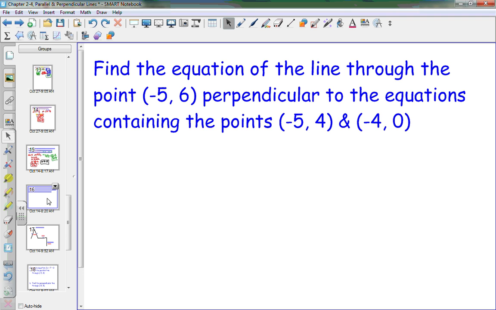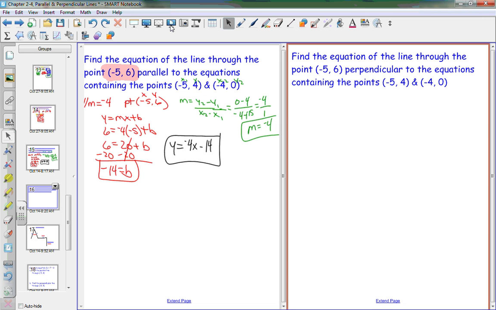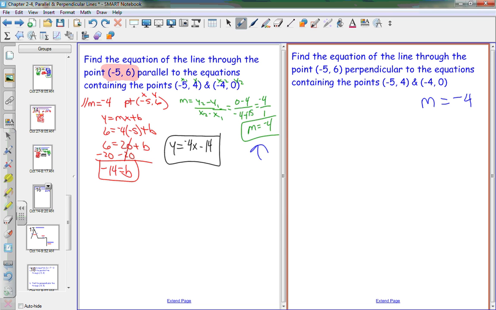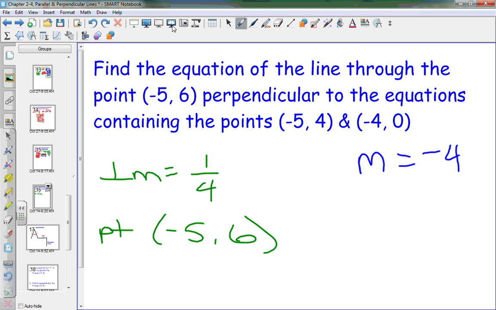Same exact problem, is it not? Except for what? I have to find the perpendicular. Well, do I have to find the slope again? No, because I already found it over here. So if its slope over here is going to be -4, then what am I looking for? What's my perpendicular slope? 1/4. And what's the point I'm using? -5, 6.